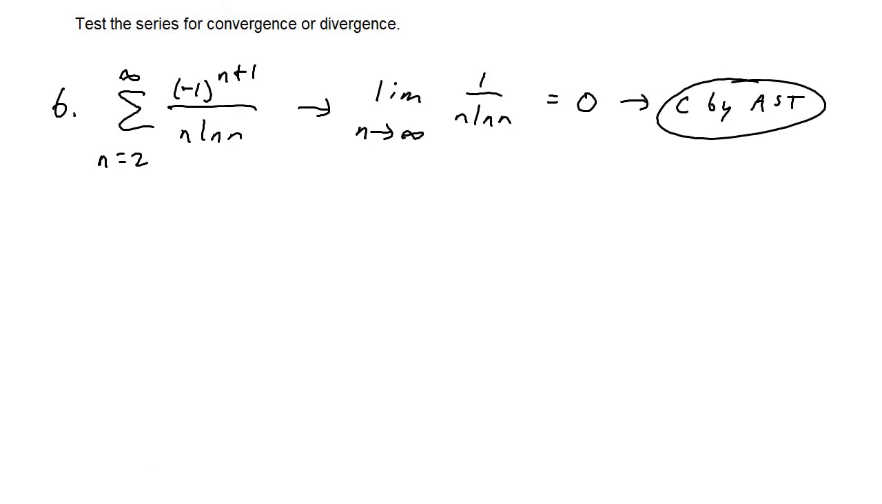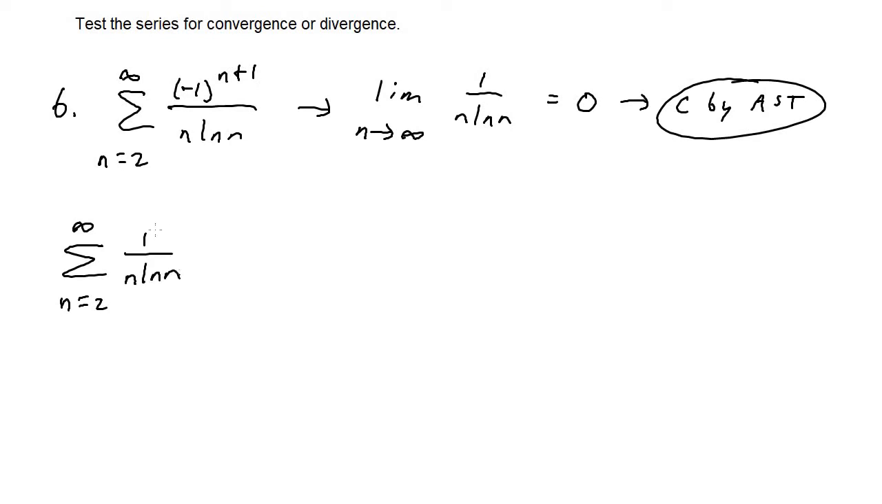Now let's test for absolute convergence. Now remember, when we test for absolute convergence, we take the infinite series, the same bounds here, n equals 2 to infinity, and we take the infinite series of everything but the alternator. So we're just going to test the infinite series of 1 over n times the natural log of n.